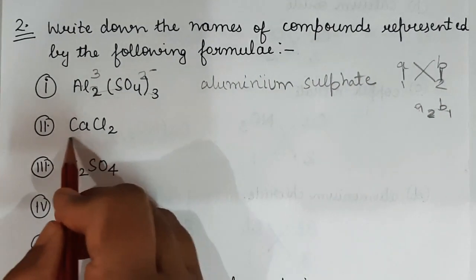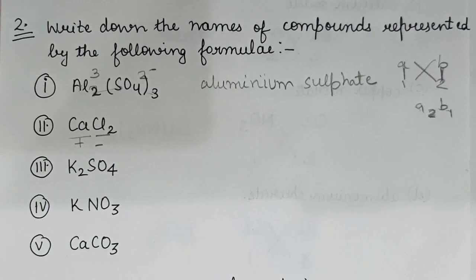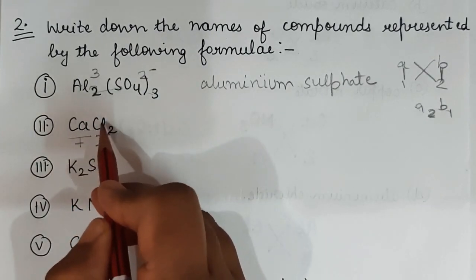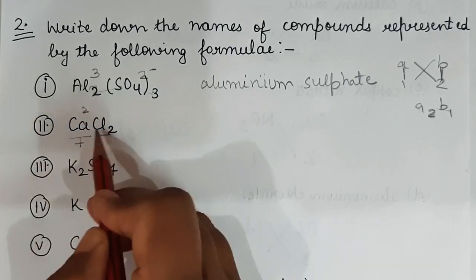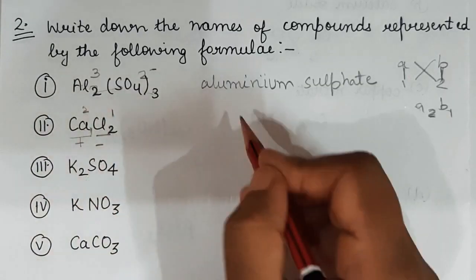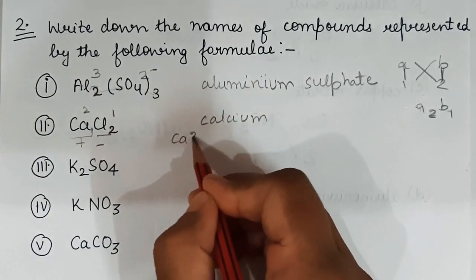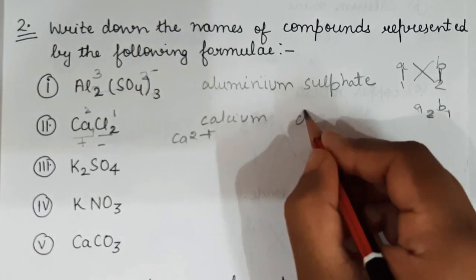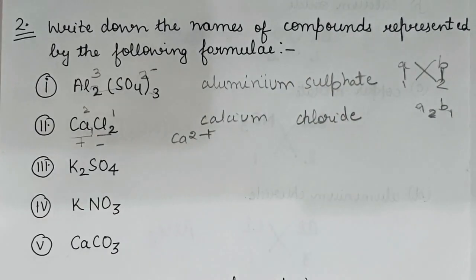Always the cations are written first, meaning the positive part is written first. After that the negative part is written. Okay, next is calcium, CaCl2. So Ca, the valency is 2. In chlorine, nothing is written, it means valency is 1. So Ca, what is this? That is calcium, Ca2+. Next is Cl, that is chloride ion. So calcium chloride.